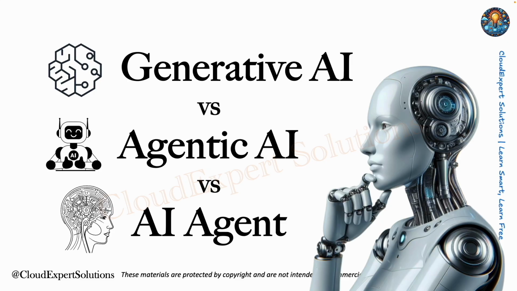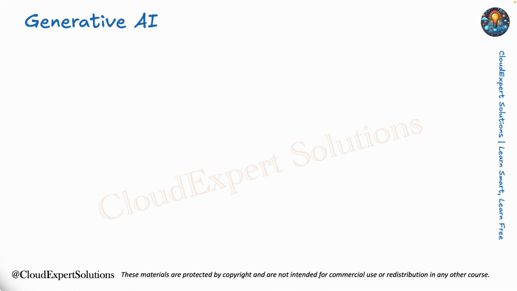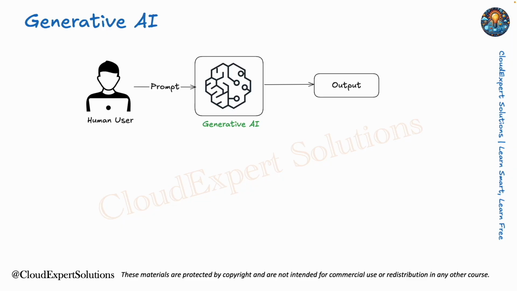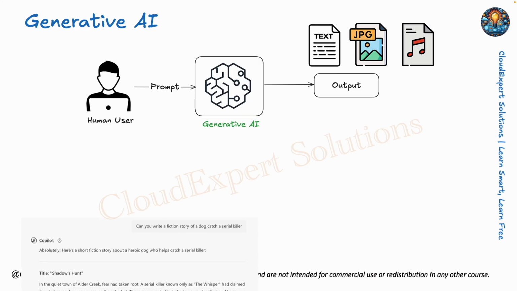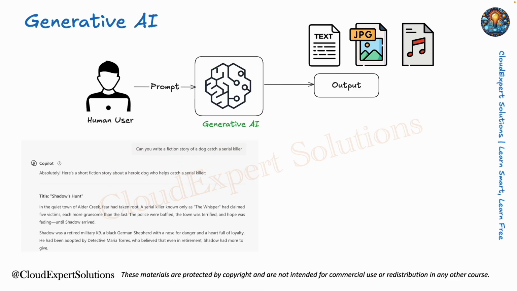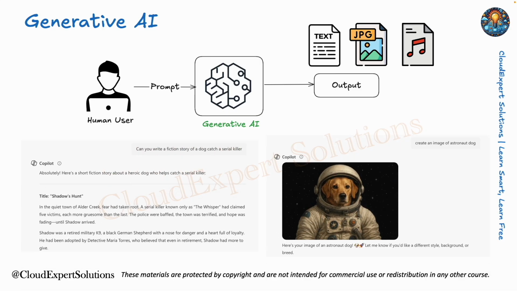In this video, we'll break down generative AI, agentic AI, and AI agent with simple examples so you will never mix them up again. Let's start with generative AI. It is the kind of AI that creates new things like text, images, or music. As an example, ChatGPT writing an essay or DALL-E generating a painting.